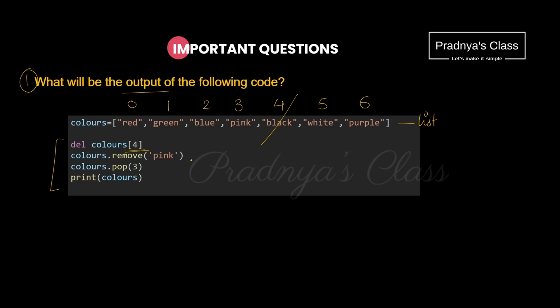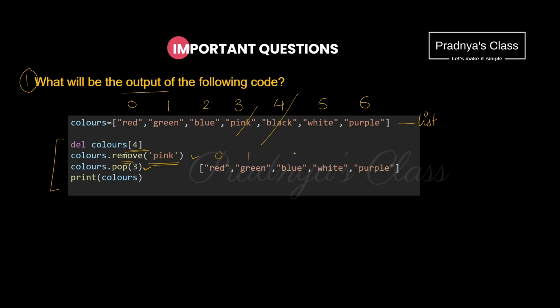Now let's check the second statement. Using the remove method, we can remove the element. Here we mentioned the name of the element. The element is pink color, so that will get deleted from the list. Let's move ahead to the next statement. Here is a pop method. We need to delete the item which is at index 3. But let's check the updated list after deleting two elements from the list.